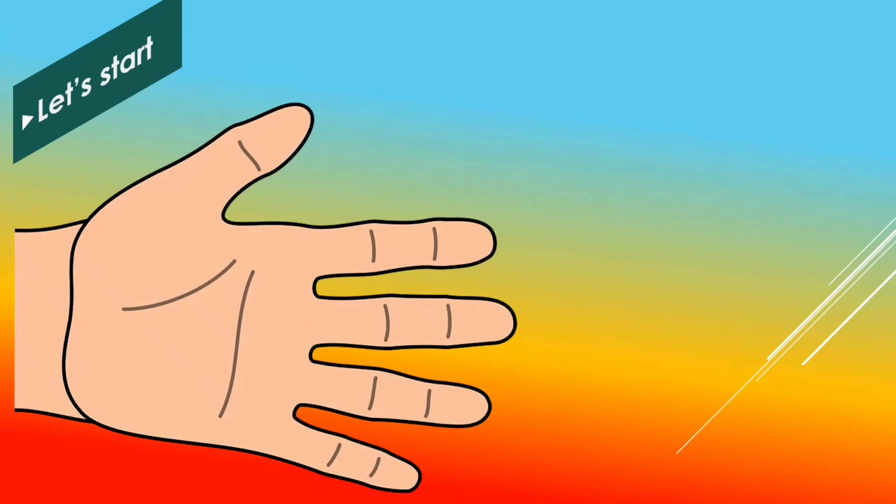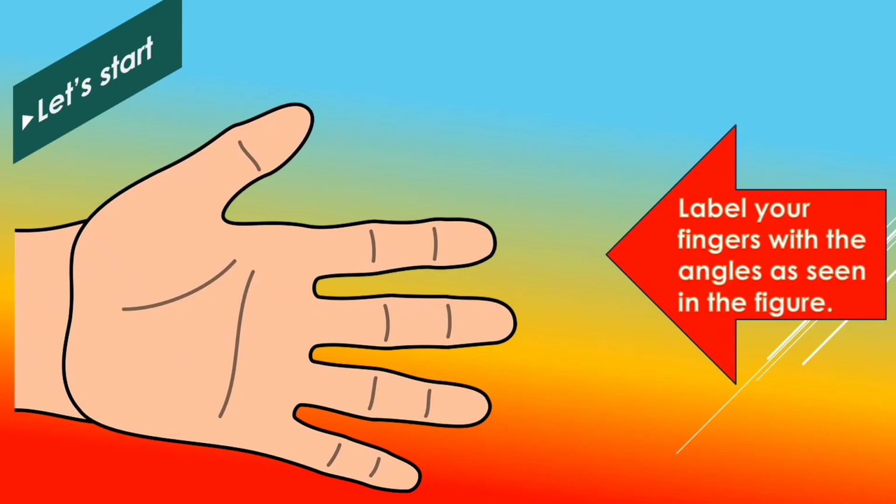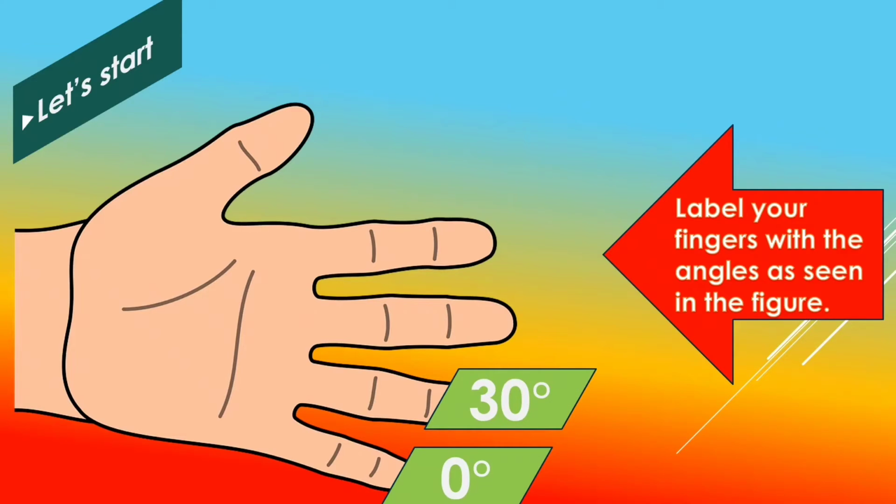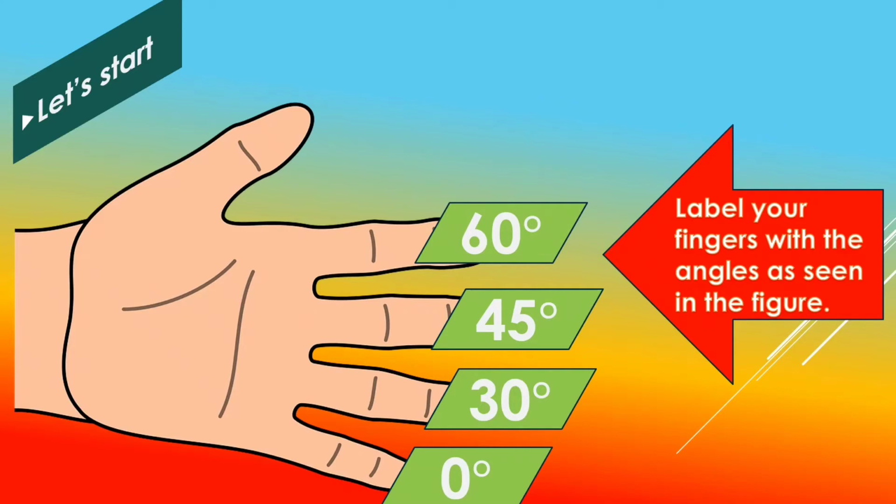So let's start. So this is your hand. Open your hand. Label your fingers with the angles as seen in the figure. So we have 0 degrees for your small finger, 30 degrees for your ring finger, 45 degrees for your middle finger, 60 degrees for your point finger, and 90 degrees for your thumb.